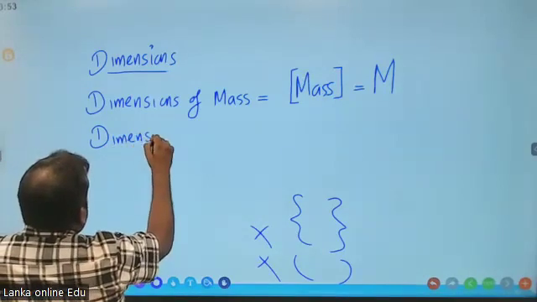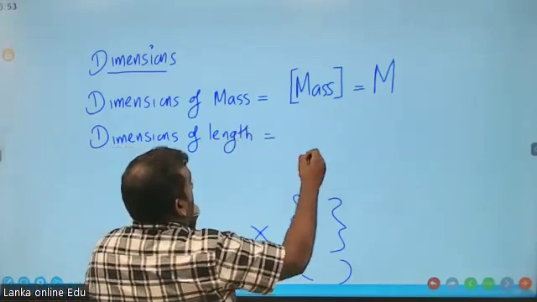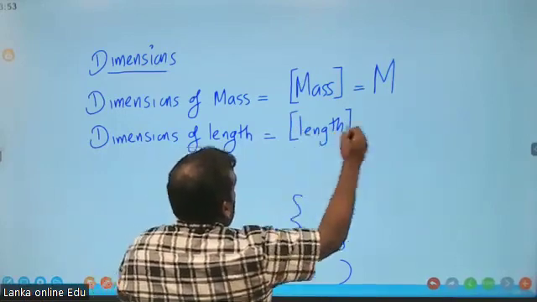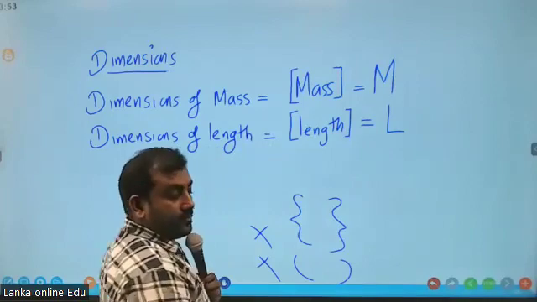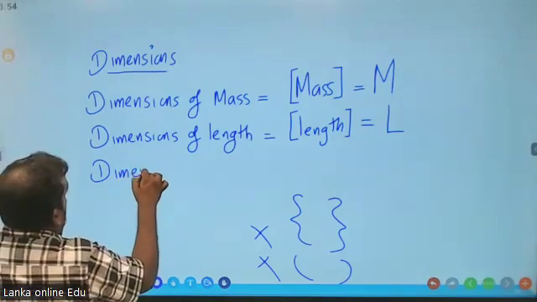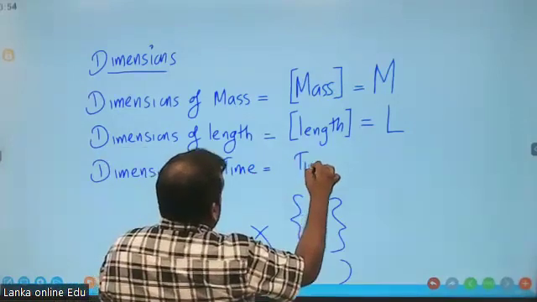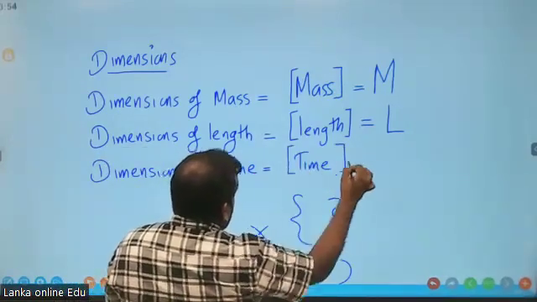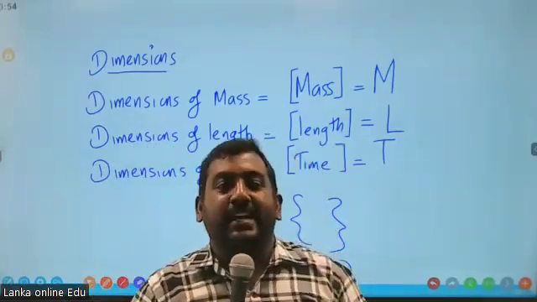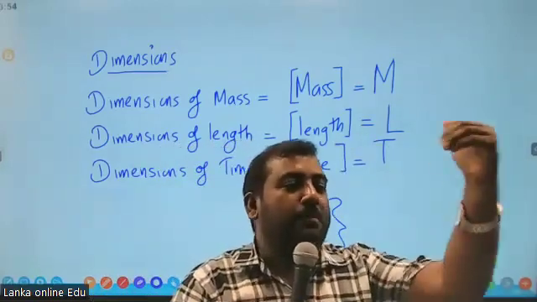Dimensions of length. Dimensions of length means length in square brackets. What is it? Capital L. Dimensions of time. That is time in square brackets. What is it? Capital T. So if they ask you what is this dimension, they are asking for the scientific representation. That's it.